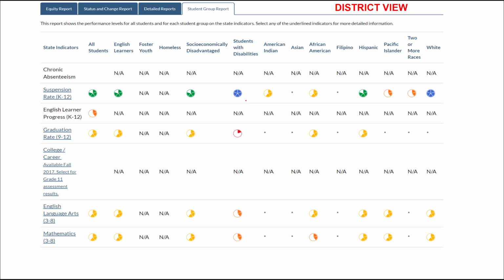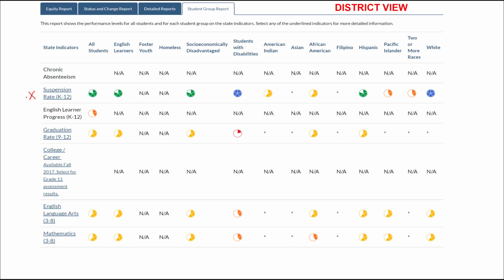And now let's take a look at this. This is your district. This is your district view. Now you can take a look at your district view and see if there's any areas of concern for technical assistance. So as you look through, we're good on suspension rate.